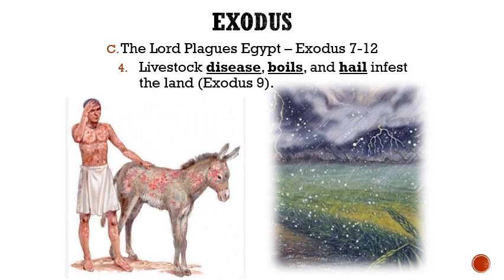Number 4. Livestock disease, boils, and hail infest the land. After Pharaoh again refused to let the Hebrews go, the Lord brought disease upon the livestock, except upon the livestock of the Hebrews. Pharaoh's heart was hardened again, and Moses and Aaron took ashes, sprinkled them in the air, and boils appeared upon the people. The next day, hail began raining upon the land, except in the land of Goshen where the Hebrews were, because Pharaoh still would not let them go.